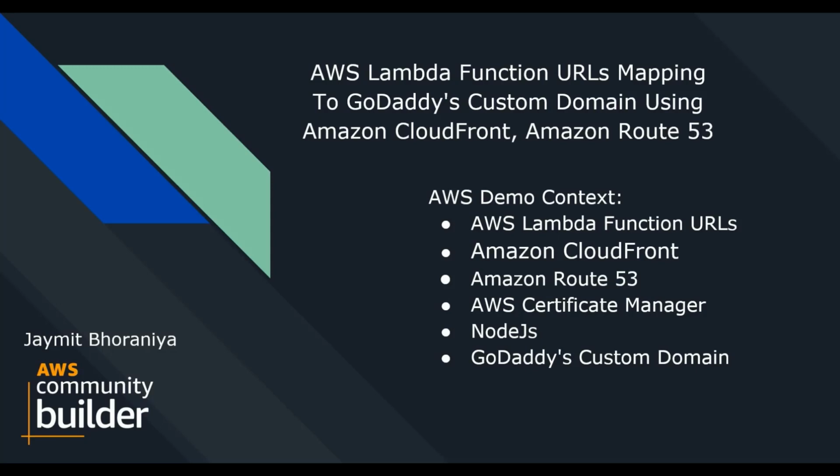So in this session, I will give a full demo of how an AWS Lambda function URL gets mapped to your custom domain by using different services like AWS Lambda function URL, Amazon CloudFront, Amazon Route 53, and some other services. I will use a GoDaddy custom domain, a real-time live domain, to map with the AWS Lambda function URL by using CloudFront.